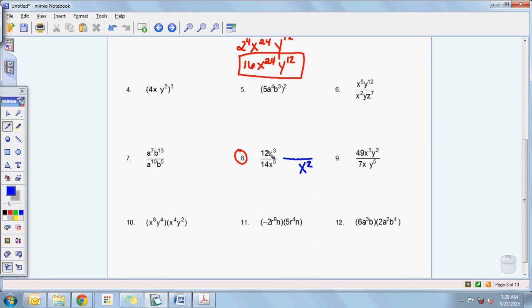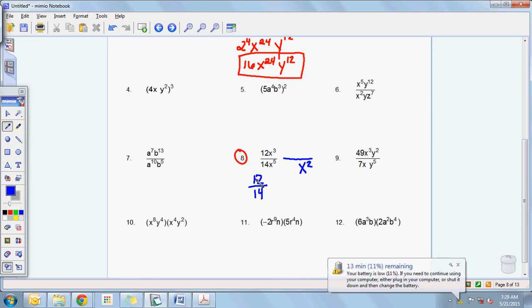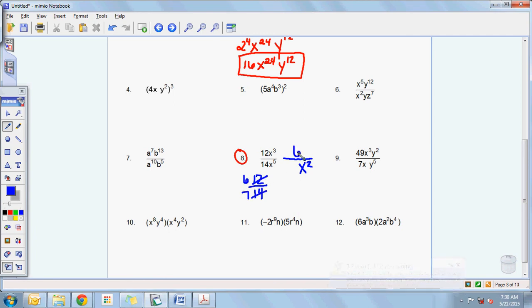Then I'm going to look at my coefficients. It's a different rule for coefficients. If I covered these x's up and you just had 12 over 14, so if I just gave you a fraction and asked you to simplify it, you'd find the biggest number you can divide by each, or you could just type it into your calculator. So the biggest number I can divide by 12 and 14 is 2. So I'd be left with 6 on top and 7 on bottom. So that's exactly what I'm going to write in my problem.